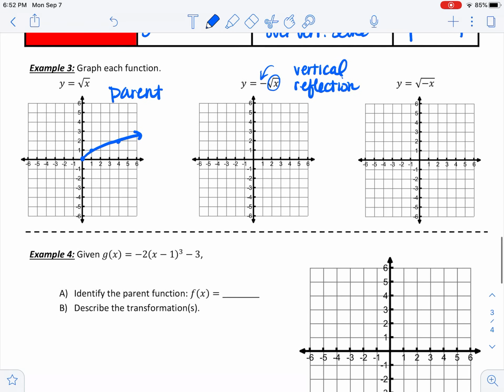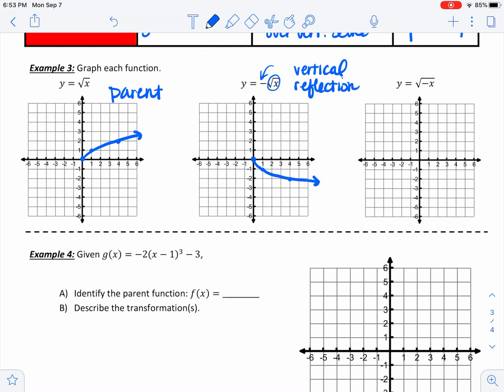Okay, so if you want to think about why that actually happens, if you plug in 0, you still get 0. When you plug in 1, you get -1. And when you plug in 4, you get -2. So you can see that that's what actually happens. It's a vertical reflection.